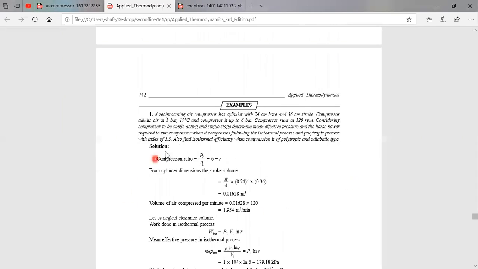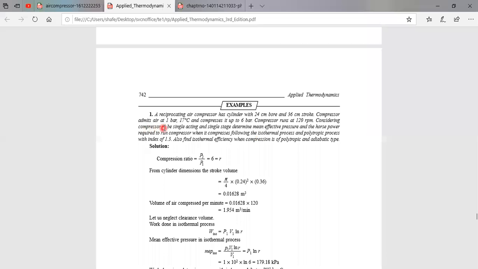Yes. So this is the first problem I am going to discuss here. Now all of you just go through the problem. A reciprocating air compressor has a cylinder with a 24 centimeter bore. So obviously it's like an engine. You have a piston diameter of 24 centimeters and a 36 centimeter stroke. Obviously TDC, BDC. So one particular movement will perform one stroke.